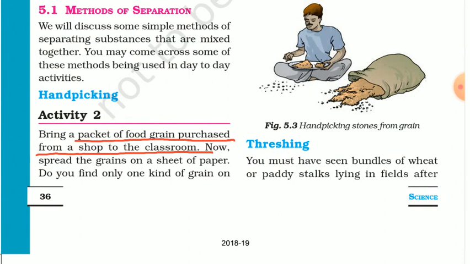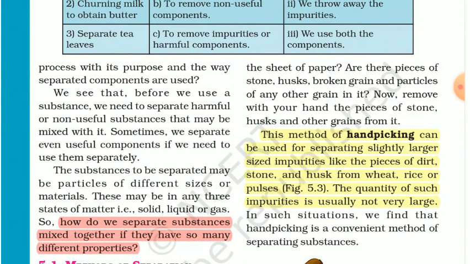Obviously we cannot gather in a classroom, so you can do this activity at home. If you bring the packet of food grains which can be purchased from any shop, what you will do is spread the grains on a sheet of paper. After spreading those grains on the paper, you will find so many stones or husk or broken grains. If you do not find any stone or husk, you may find some broken grains.